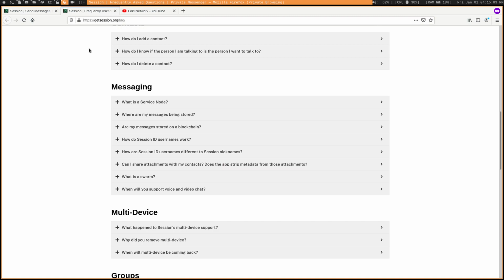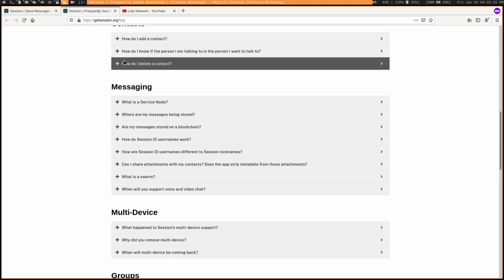Now, as far as the downsides to Session go, like I said, they're not actually using the Loki network just yet. They're still using the Onion request. So currently Session doesn't support calls. It doesn't support video or any of those other UDP connections that I talked about.